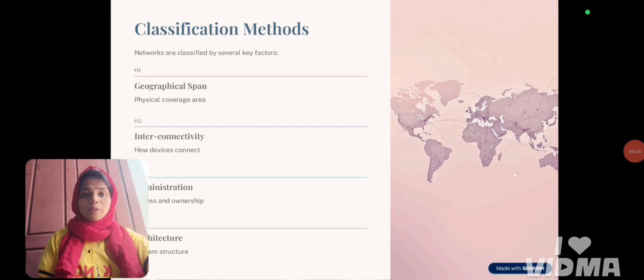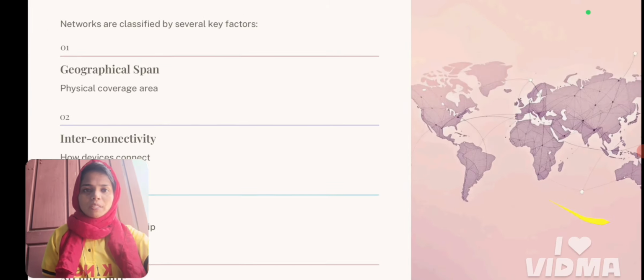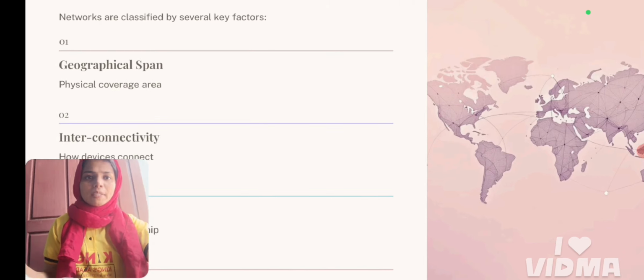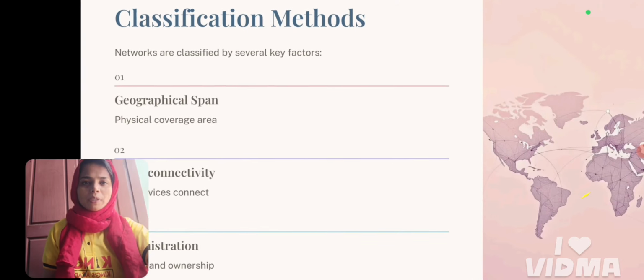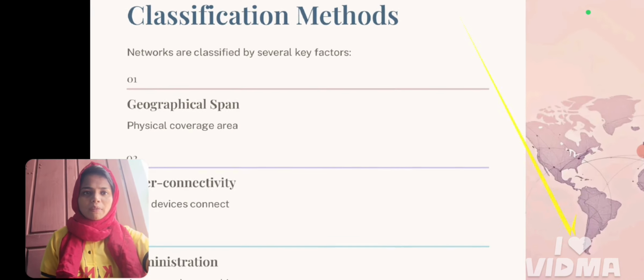Okay, now we are going to learn classification methods. Classification method means everything has its types, right? Computer networks are also separated by their types. It is based on their geographical span only. We will discuss it later, but now we just learn about classification methods. Okay, networks are classified by several key factors.